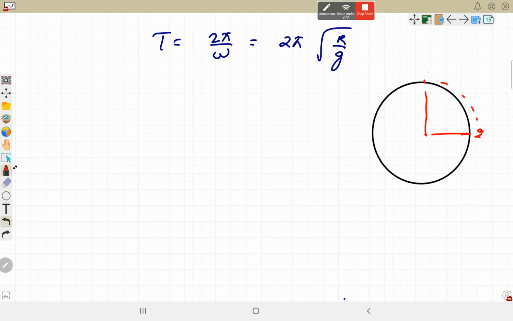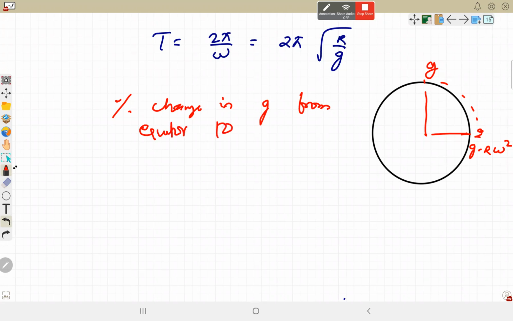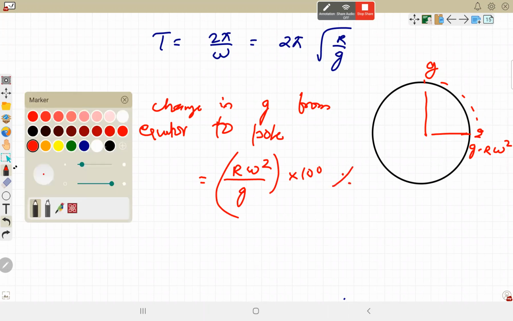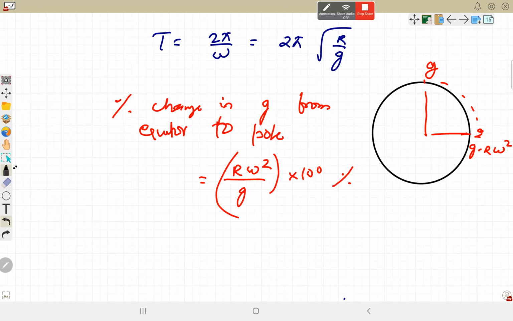So here g at the equator will always be g minus Rω². So percentage change in gravity from pole to equator, or from equator to pole. Going from equator to pole, it will increase; going from pole to equator, it will be Δg divided by g into 100%. And ω we can calculate as 2π by T, where T is 24 hours.